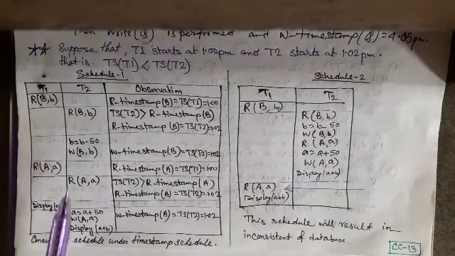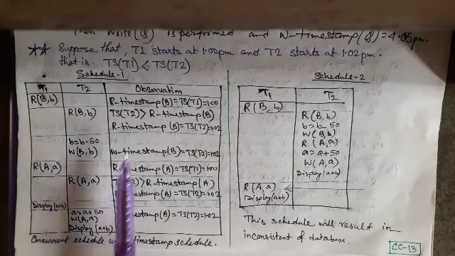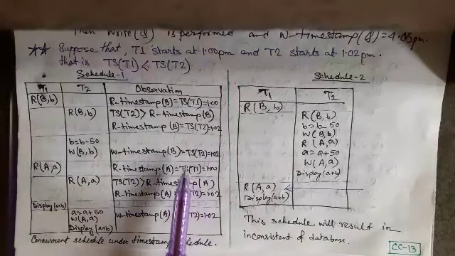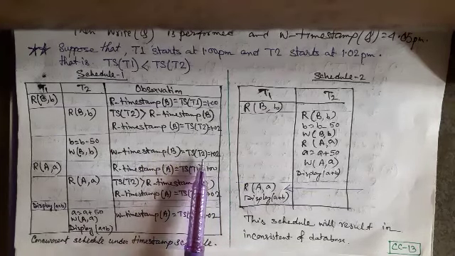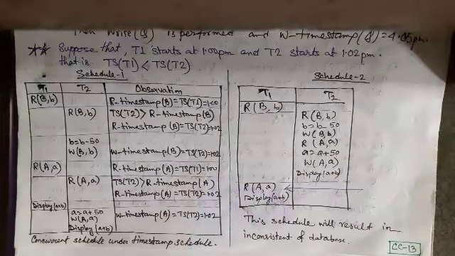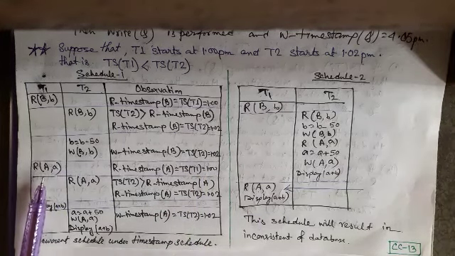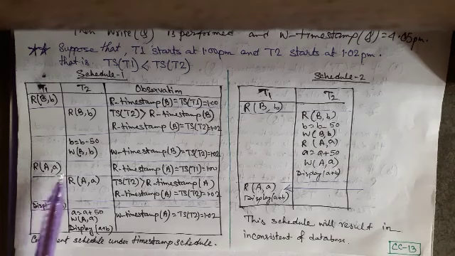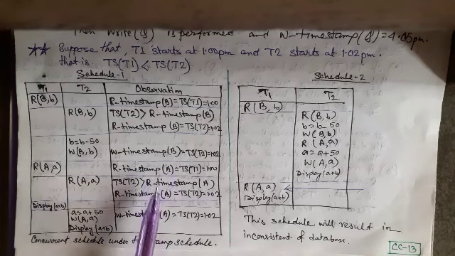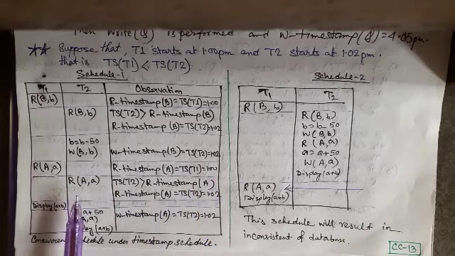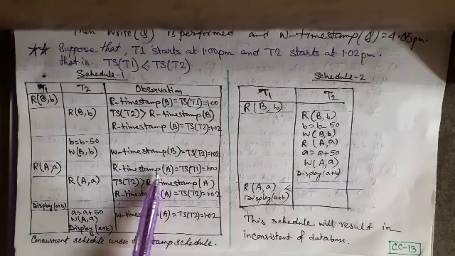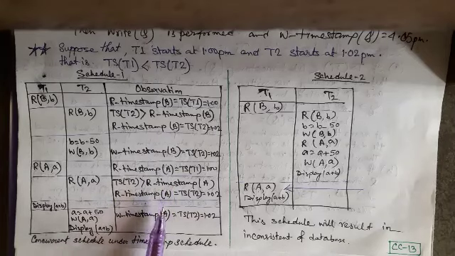Then B equals B minus 50 and then write. So the write timestamp of B will be the greater value, the timestamp of T2, that is 1.02. Now for the read operation of data item A, the read timestamp of A will be the timestamp of T1, that is 1. Again the read of data item A by T2: since the timestamp of T2 is greater than the read timestamp of A, that will be executed and the read timestamp of A will be 1.02.